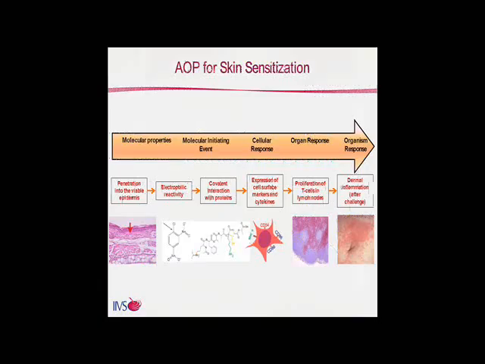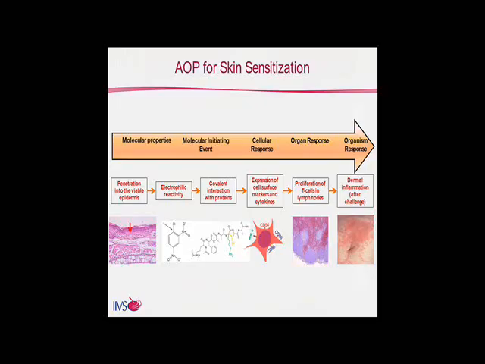Here's a slide on the adverse outcome pathway for skin sensitization. This document on the adverse outcome pathway was published by OECD in 2012. The AOP describes the key biological events or mechanisms underlying skin sensitization, starting from the molecular initiating event all the way through to the adverse health effects in humans.